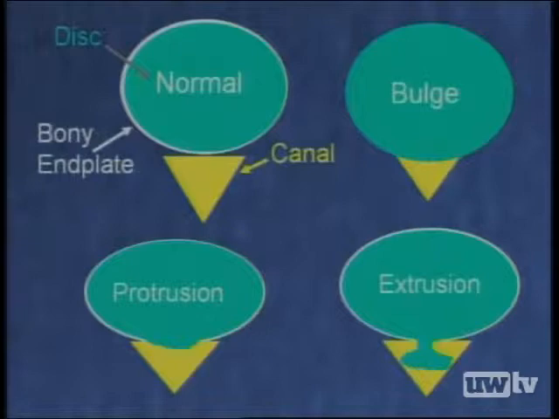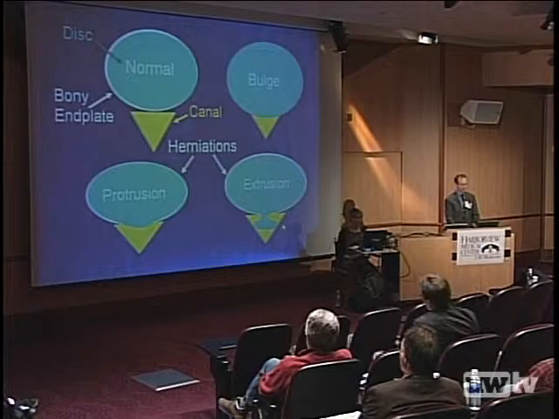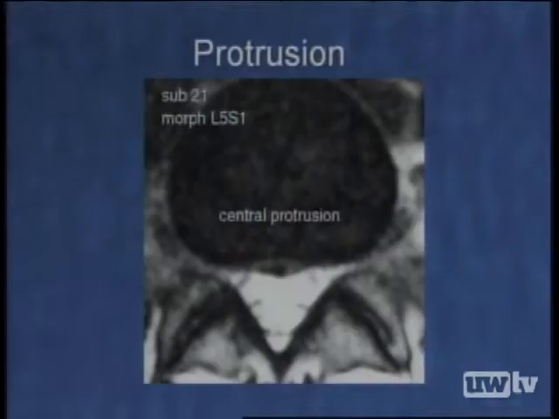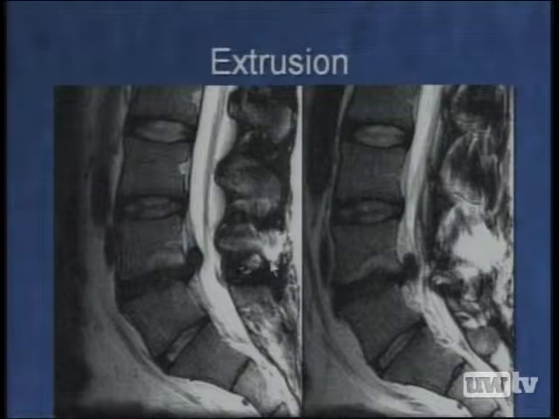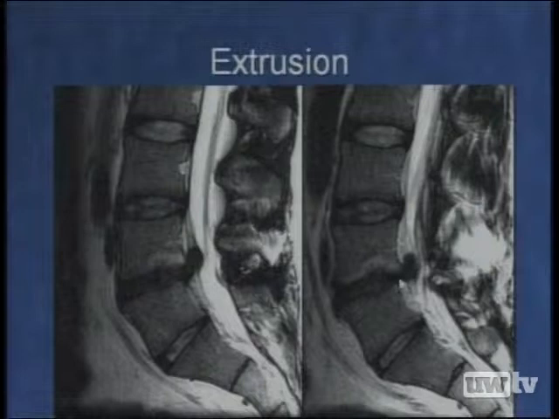This is in distinction to an extrusion, which essentially has a neck on it. And so the largest diameter is not adjacent to the parent disc. So protrusion, extrusion, pretty straightforward. Example on an axial T2 weighted MR, you can see a small central protrusion. Actually, this person has an annular fissure here, which is high signal. On a sagittal T2 weighted image, this shows a nice disc extrusion. Again, the largest diameter of the disc material is not adjacent to the parent disc.